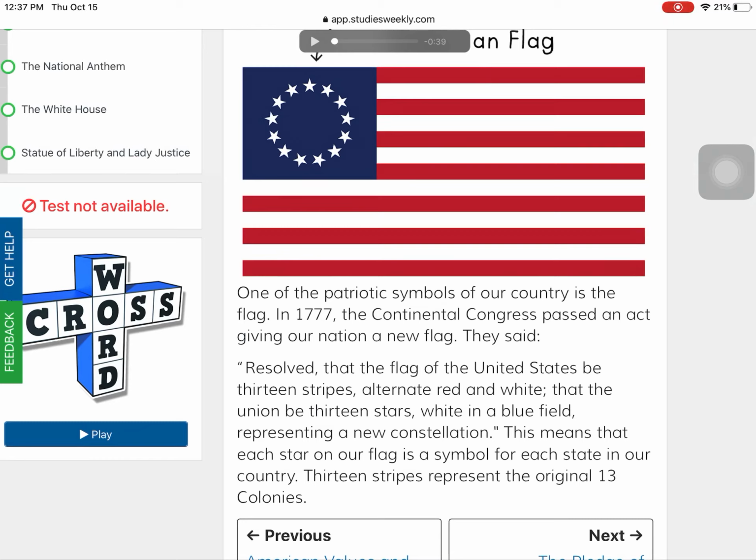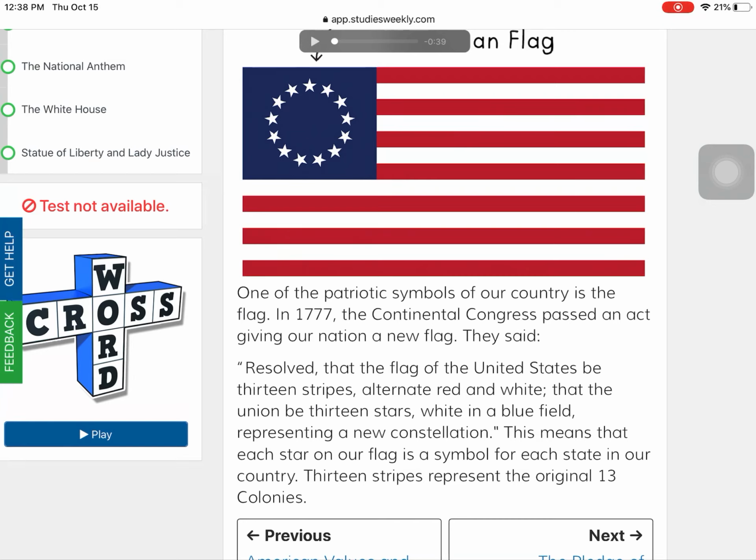So let's think about our flag today. How is it similar and how is it different? Pause the video if you need to take a second to think about it. What is different about our flag today and what is the same about our flag? So our flag today, if you said they are the same because they still have 13 stripes, that would be correct. There are 13 stripes on our flag today. You can go ahead and try to count them if you have a flag near you at home.